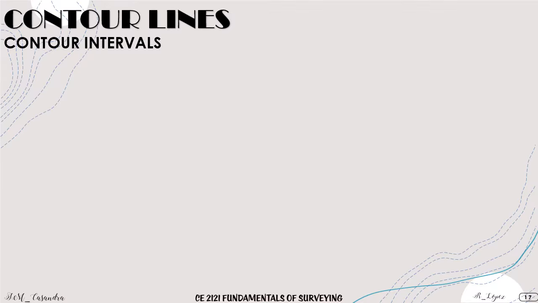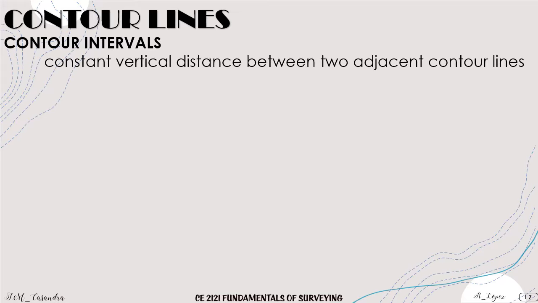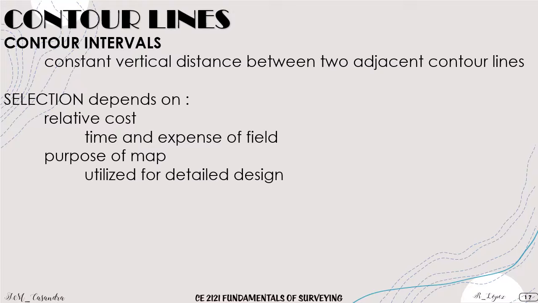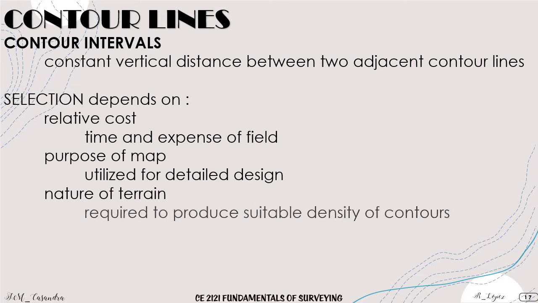So we have your contour intervals. This is a constant vertical distance between two adjacent contour lines. The selection of contour interval would depend on the relative cost of topographic survey, which would include the time and the expense of the field, and how wide your survey area is. It also depends on the purpose of the map. Is the map going to be utilized for detailed design? And the nature of the terrain, which is required to produce a suitable density of contours.